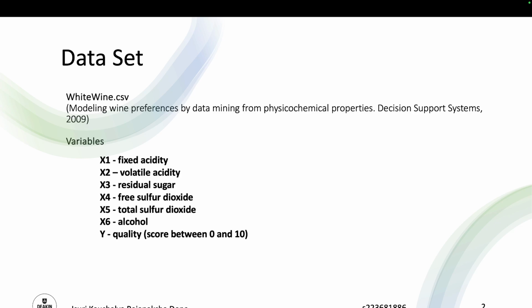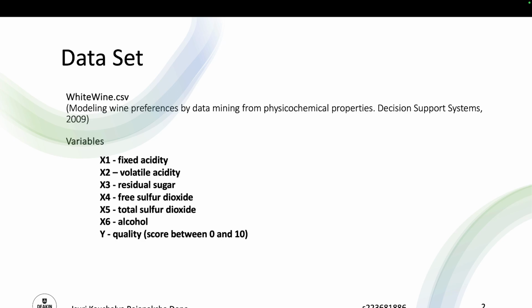Here we are talking about white wine quality, a modified version of the dataset of 4,897 samples. Here I use 1,500 rows with the X values being free acidity, volatile acidity, residual sugar, free sulfur dioxide, total sulfur dioxide, alcohol, with quality as the target value.